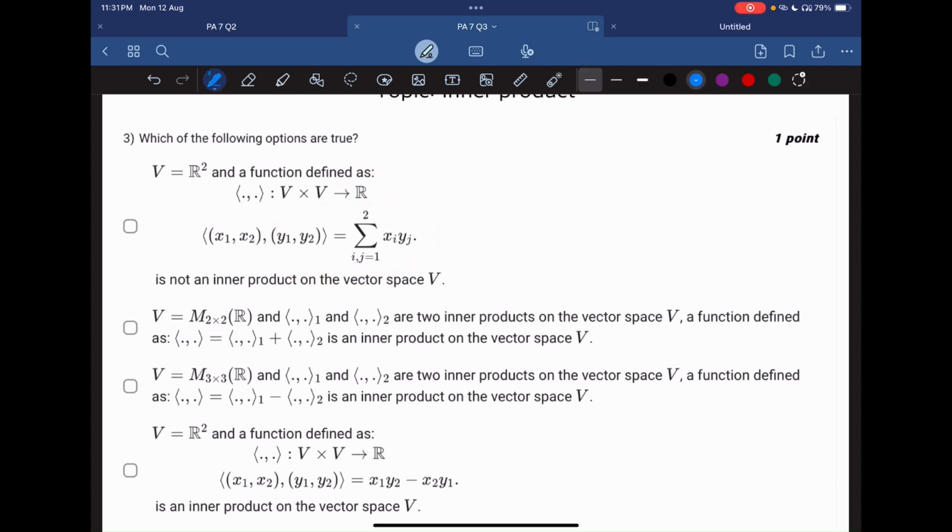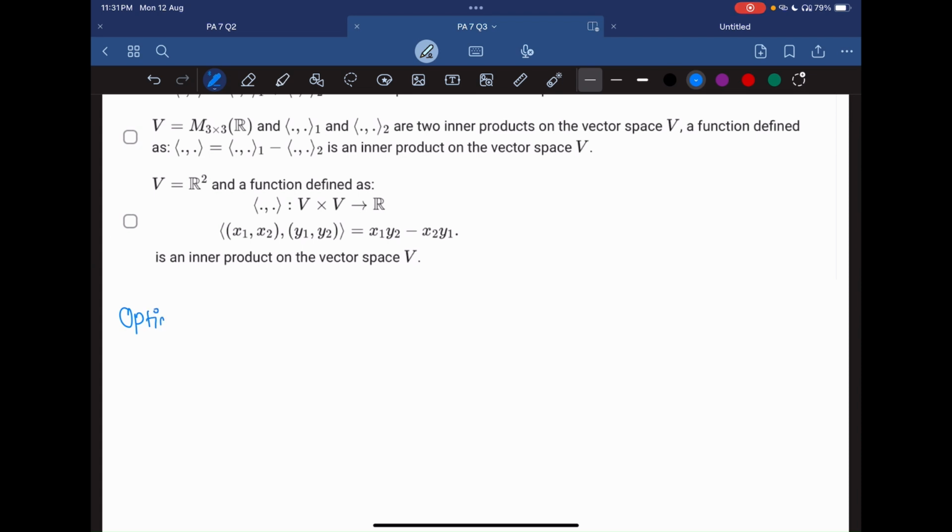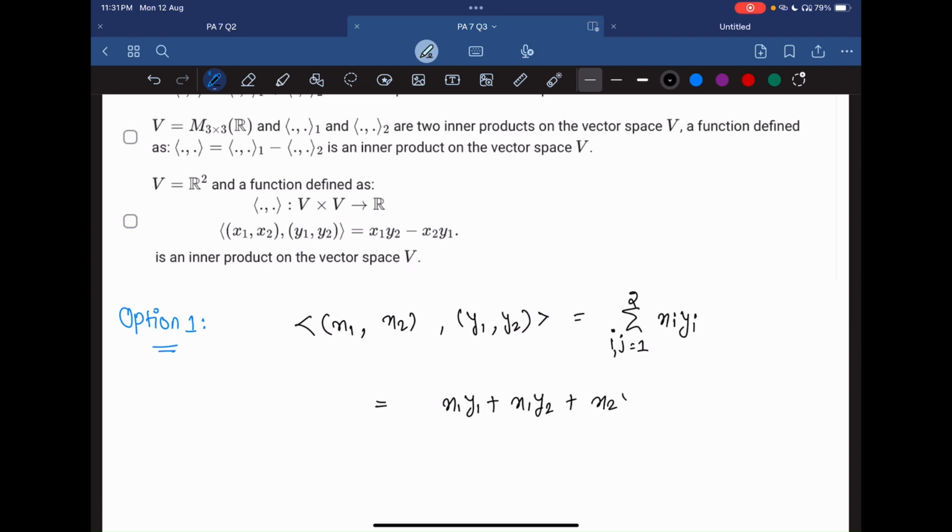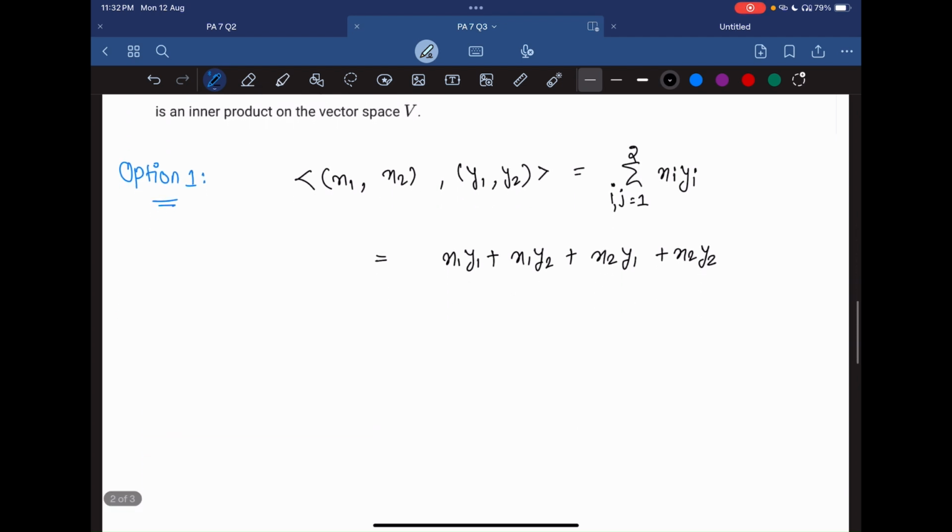So we have a function which is defined like this. Xi yi. So this will correspond to x1 y1 plus x1 y2 plus x2 y1 plus x2 y2. Now we have to check whether this is a valid inner product or not. For any function to be a valid inner product, it should satisfy four criteria.